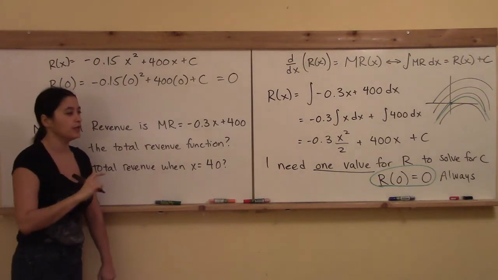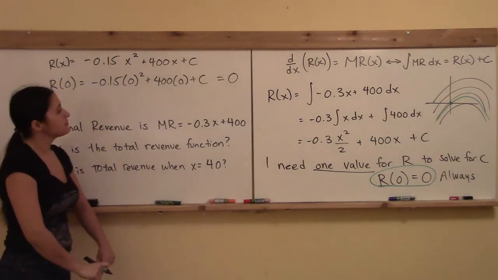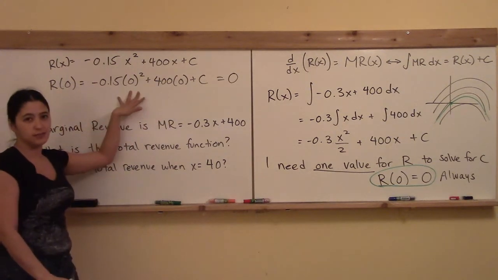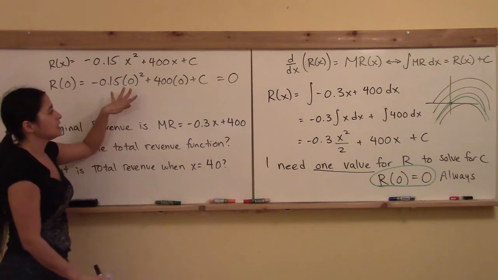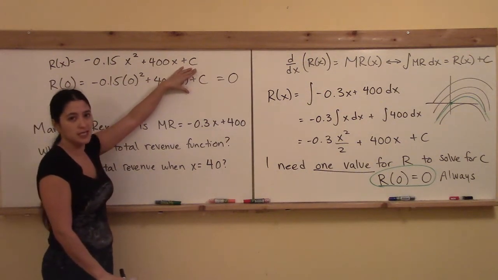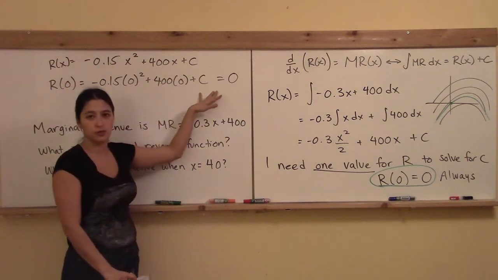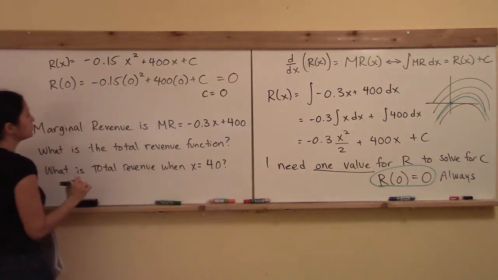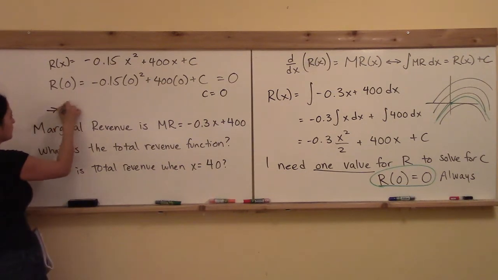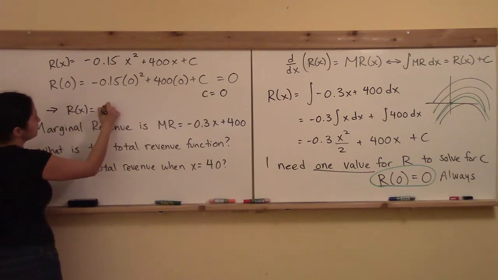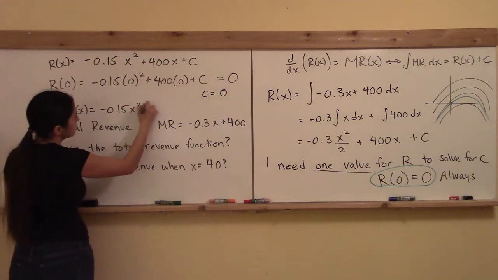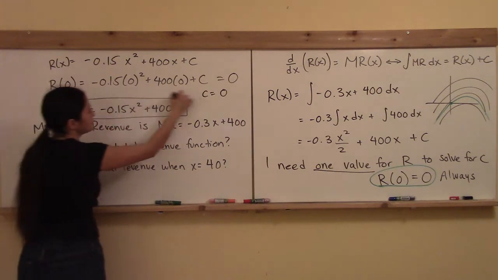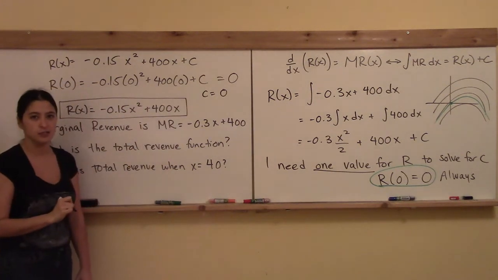As soon as I have that point, also known as the initial value, I can plug it right in, and the only thing unknown left when I plug in a number for x is going to be the c. And so this always leads me to an equation that solves for c. In this case, c is exactly equal to 0, so I can conclude that my total revenue function is negative 0.15x squared plus 400x, and it's no longer plus c, because I solved for the fact that c is equal to 0.